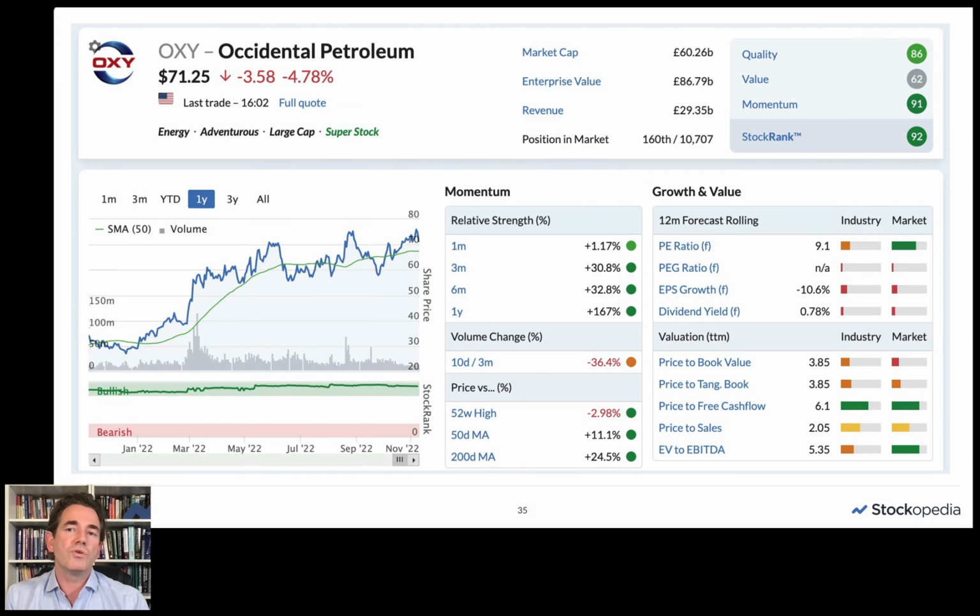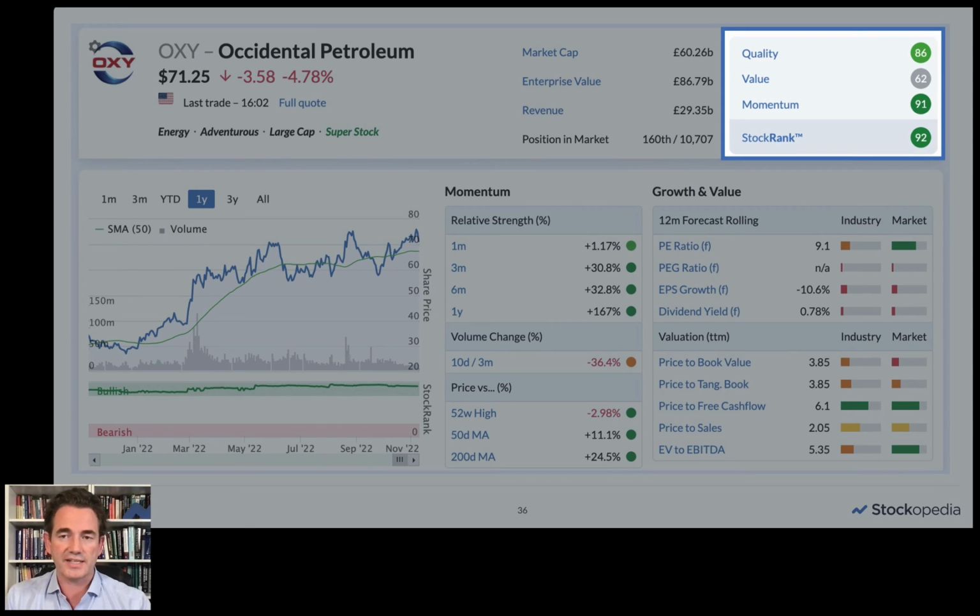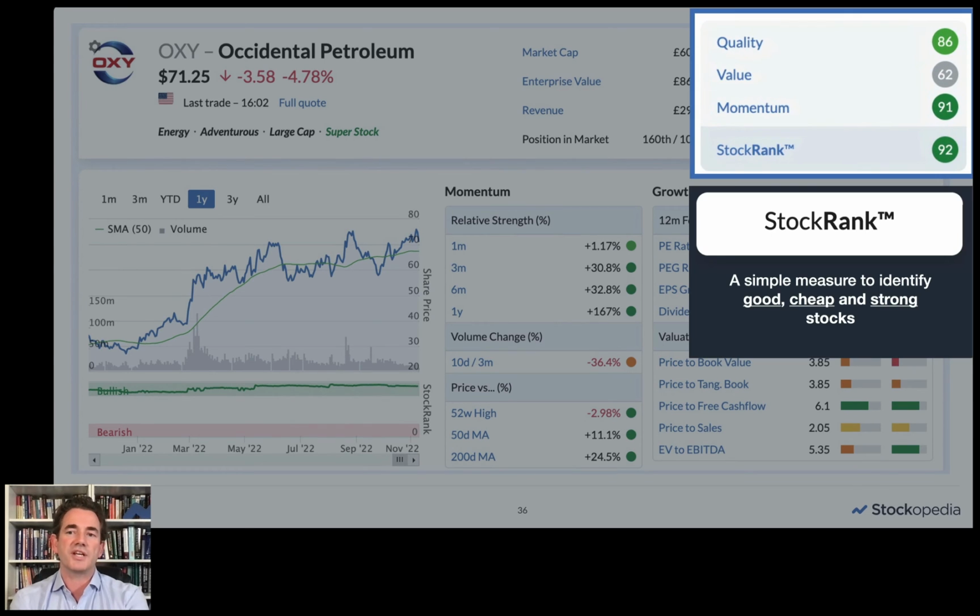Up in the top right corner of these stock reports, and we'll be giving you access to the site so you can check this out, you'll see that there is this little widget which gives a score between 0 and 100 across quality, value, momentum.